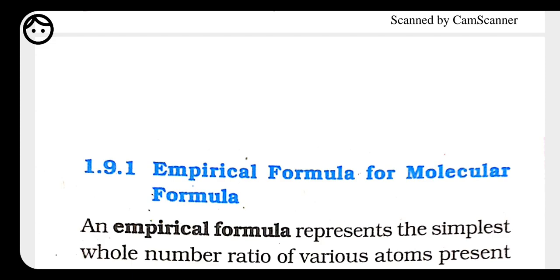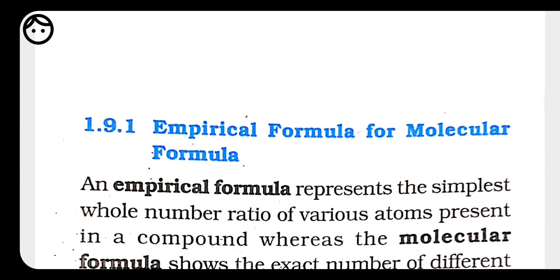Let's define the empirical formula first, then I will tell you how to calculate the empirical formula and the molecular formula.